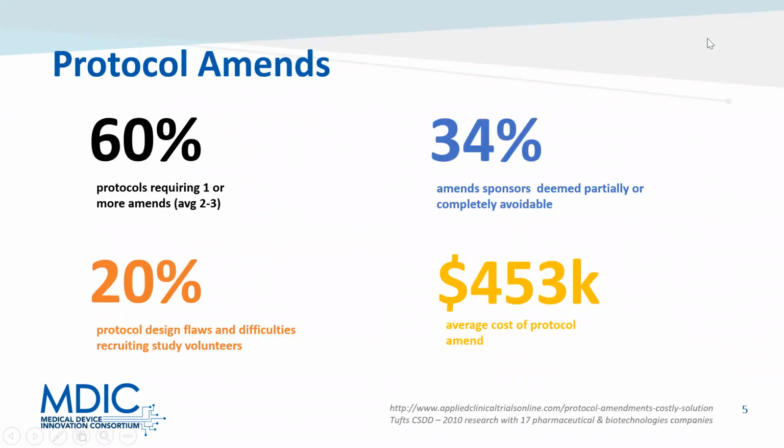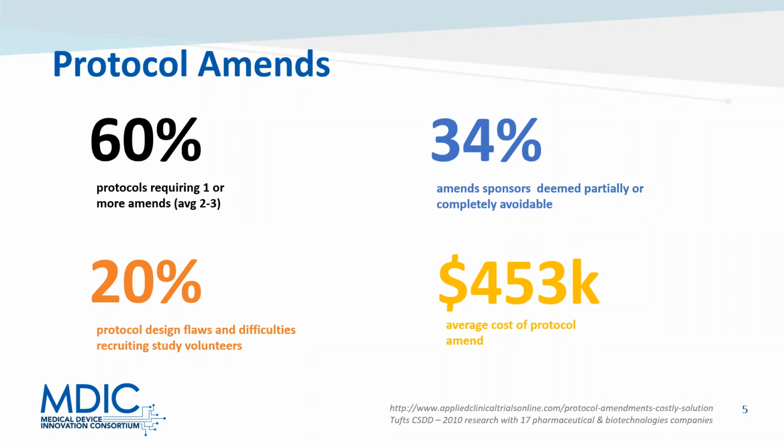So data from across both drug and device studies, this is generally well known across the industry, about protocol amends. 60% of studies require at least one protocol amend. The average is actually 2 to 3, some many more. And of those protocol amends, 20% in the particular research that was done here by Tufts was due to protocol design flaws and difficulties recruiting study volunteers.